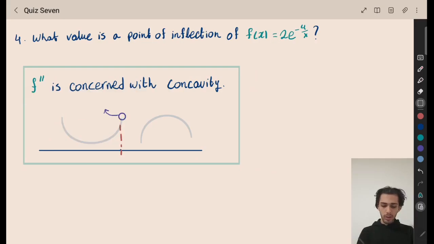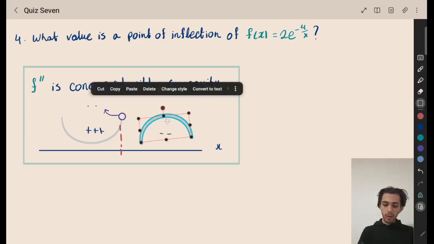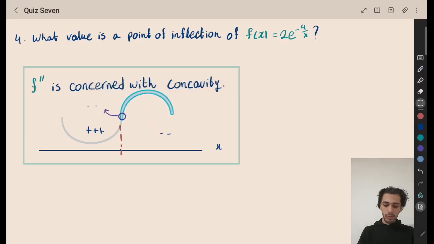So let's say you're here, you know, for example, that your second derivative is positive, then you have a smiley face. And if the second derivative is negative, then you don't have a smiley face, you have a sad face. But again, this is not important at all for our question. What is important is what happens in the middle.